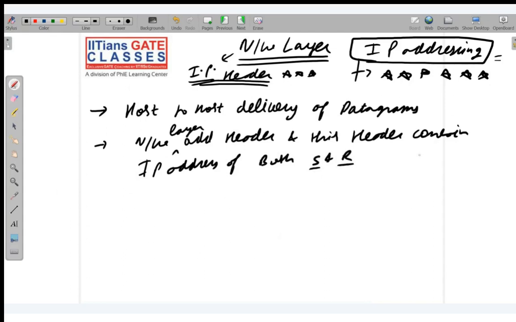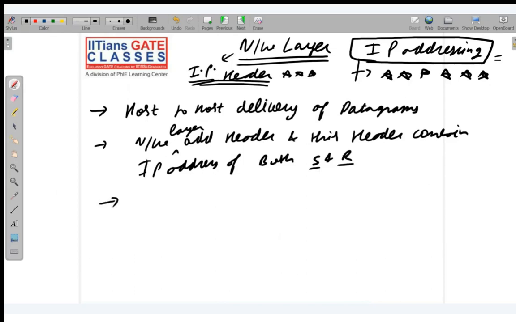I think you already know, in the data link layer, I have told you, the data link layer adds a header which contains the physical address of both sender and receiver if they are in the same network. If they are in different networks, then the receiver will be the intermediate node. We have studied all these things in the previous lectures. So the network layer adds a header, and this header contains the IP address of both sender and receiver.